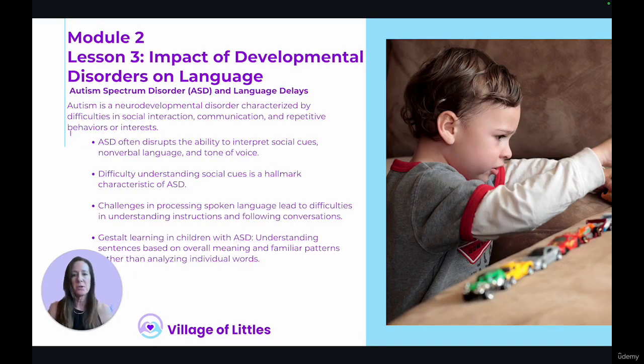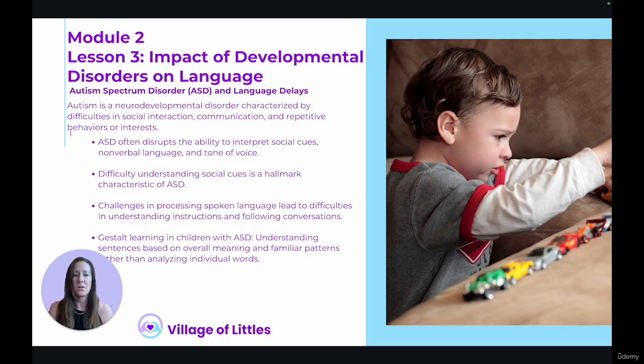Autism spectrum disorder is a neurodivergent condition that brings unique perspectives to social interactions, communication, and behaviors. Neurodivergent kiddos often interpret social cues, nonverbal language, and tone of voice differently than neurotypical children, which can make understanding and following conversations a bit of a challenge. A hallmark of autism is this distinct way of processing social cues.